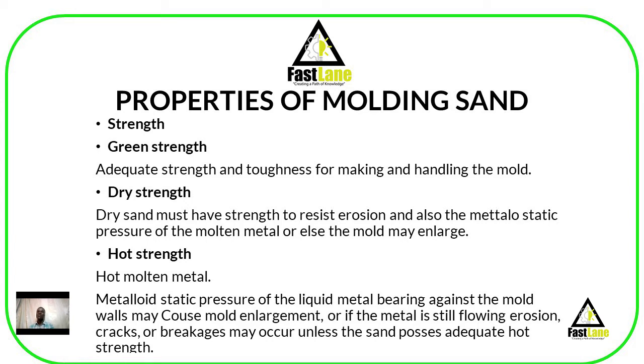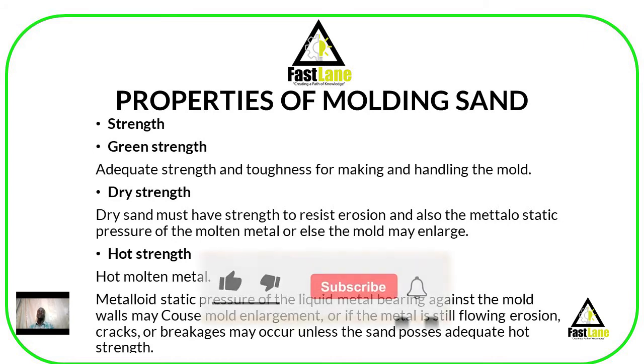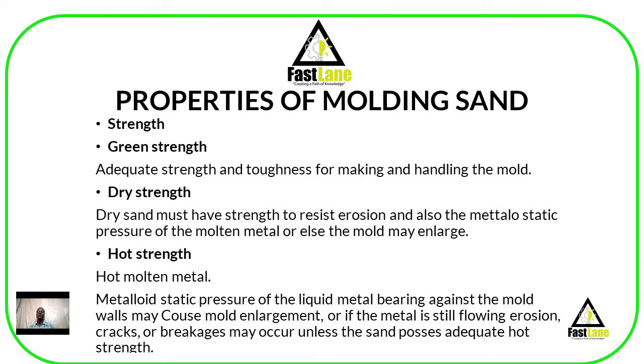Then when it comes to dry strength, we need to know that dry sand must have strength to resist erosion and also metallostatic pressure of the molten metal. So we need to know those strengths are required. The dry strength is required, the green strength is required. Also we have another one, which is the hot strength. So the hot strength is simply the strength of the hot molten metal, as simple as that.